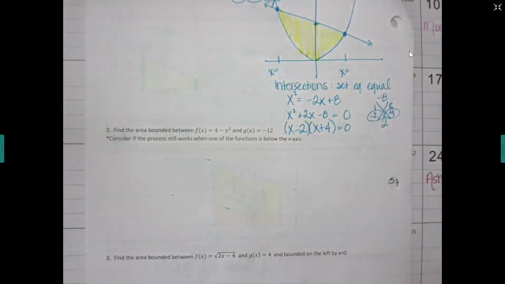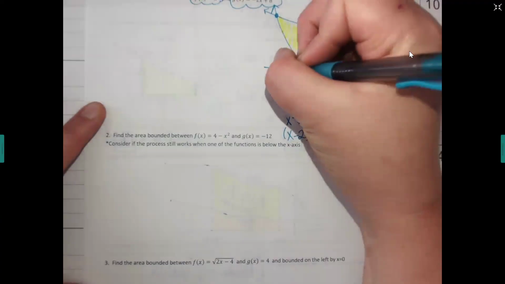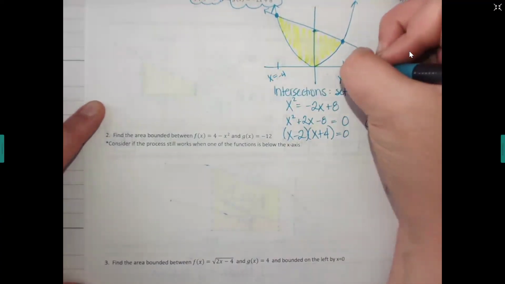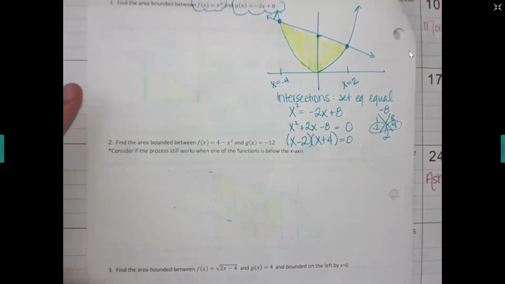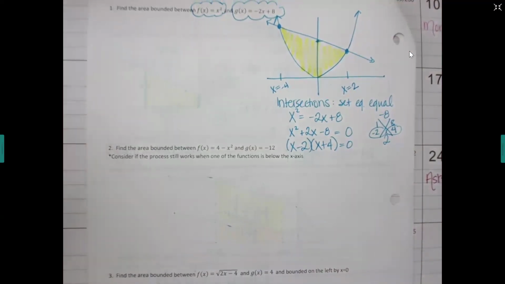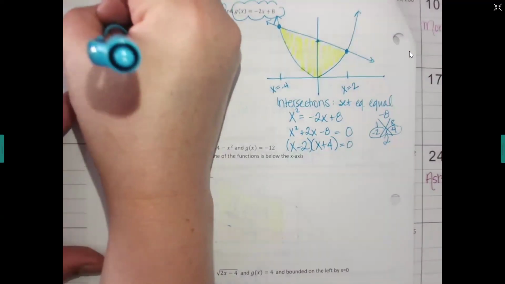Okay, which means that my actual intersection points are going to be the opposite of those. So this one we're saying is a minus 4. This one will be a positive 2. All right, so now that we have our graph, we found our intersection. Step number 3 is we're going to set up our integral. So put area equals.